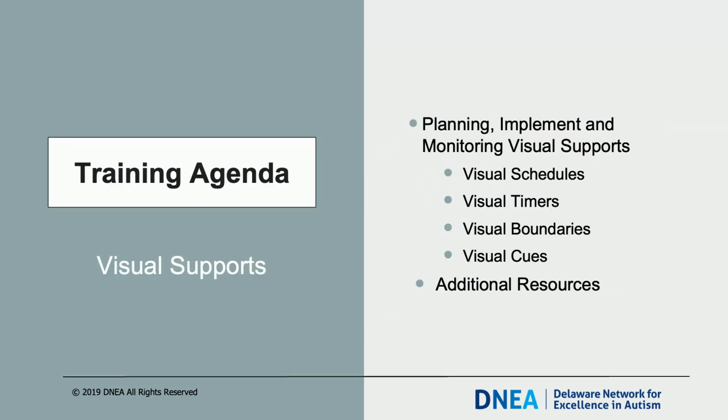Here is the overview of today's training session. We will start by reviewing the core characteristics of autism. Next, we will review 4 types of visual supports: visual schedules, visual timers, visual boundaries, and visual cues. Then, we will discuss how to plan, implement, and monitor visual supports while wrapping up with some additional resources.